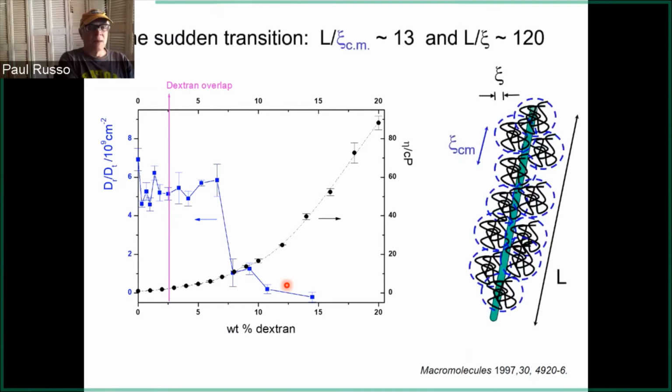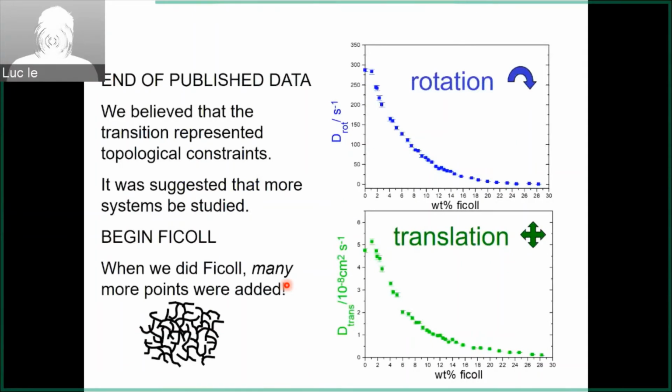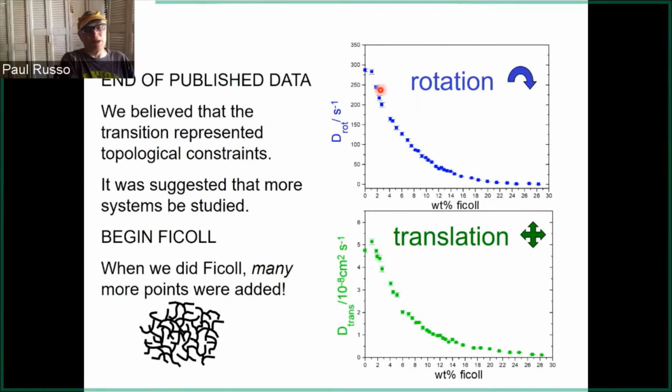Okay. I don't want to talk about that. I want to talk about that. And then I had a student come along, Randy Cush, and you see how many more points he did compared to me. Look how many points he did. He did Ficoll. Now, Ficoll is like dextran, but it can't entangle because it's heavily cross-linked. Okay, so the rotation goes down, the translation goes down, these beautiful exponential decays in mobility as a function of concentration. Each of these translational diffusion coefficients is like 6 measurements. And so this is a lot of measurements and a lot of analysis.